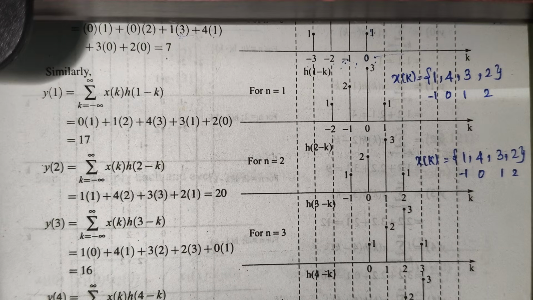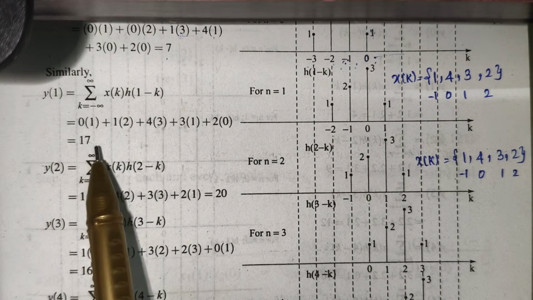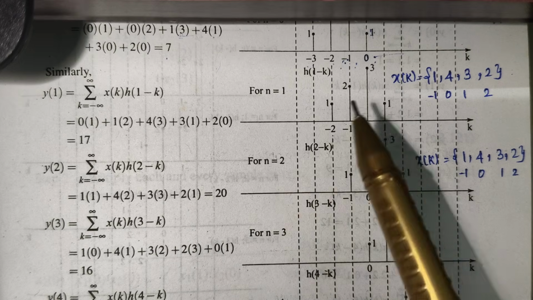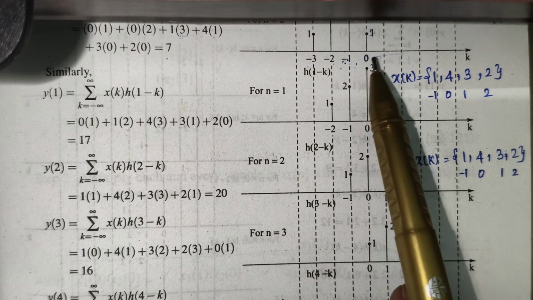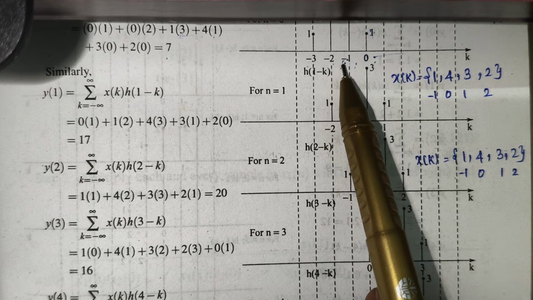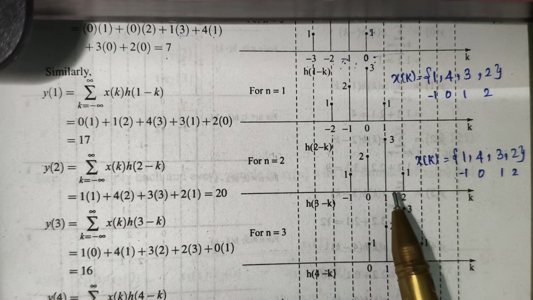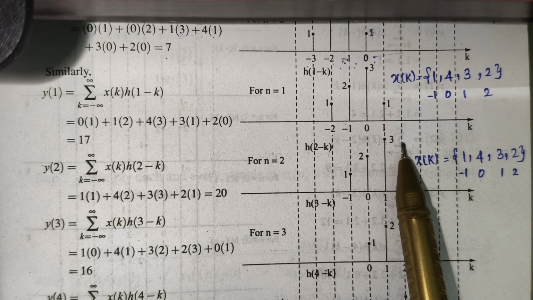Similarly, if I increment it to the next value, which is n is equal to 1, what will I have? Again, I'm going to shift the signal to the positive side by one step. So if I shift the signal by one step, 0 will go to 1, minus 1 will go to 0, minus 2 plus 1 will become minus 1, and minus 3 plus 1 will become minus 2. This is the resulting signal which I'll be obtaining, right?